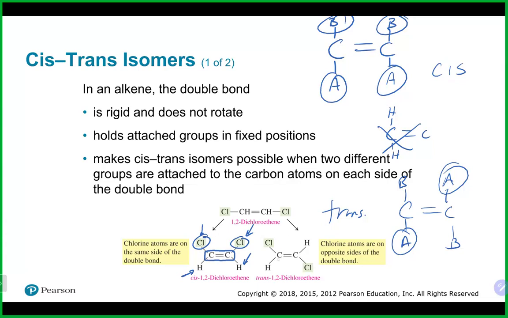Here again, we want to focus on the double bond. And once again, I have a different group, different group, different group, different group, and a similar group on opposite carbons, and they're on opposite locations. And again, that would be your trans in this case. Any questions on that?